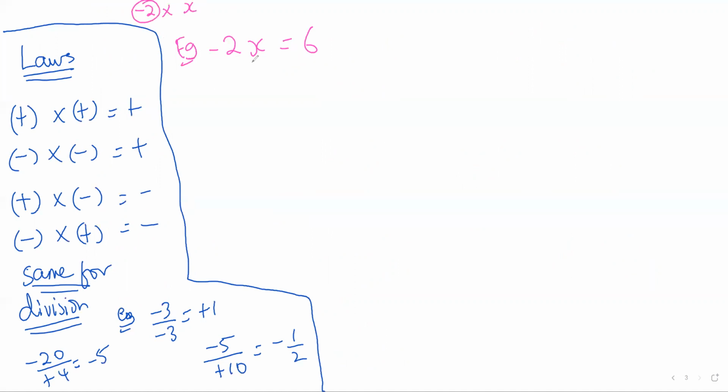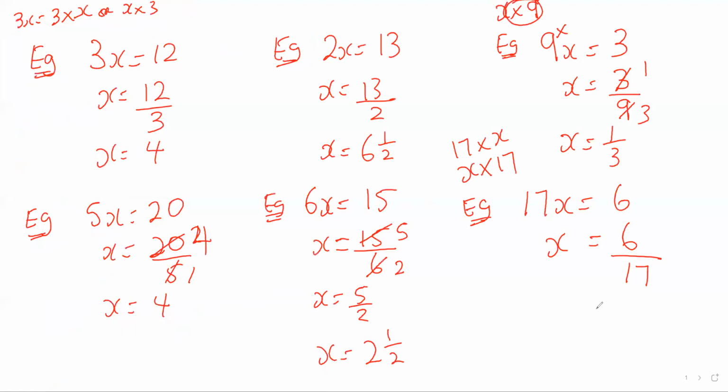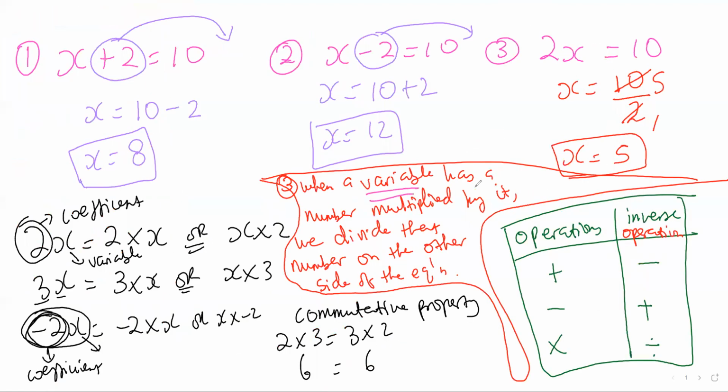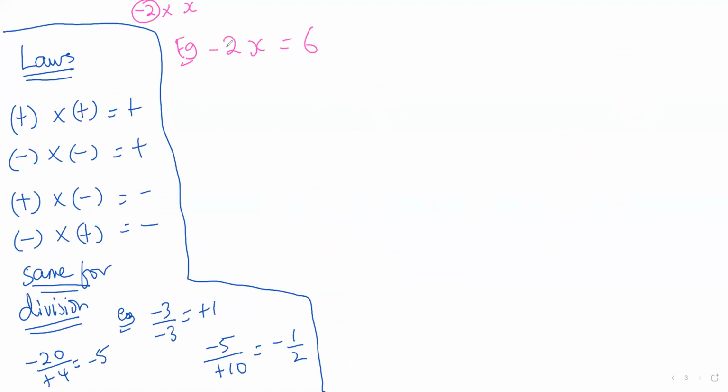So when a variable has a number multiplied by it, I look back at the law. When a variable has a number multiplied by it, we divide by that number on the other side of the equation. The number here is -2, and -2 is being multiplied by x. So we're going to divide by -2 on the other side of the equation.